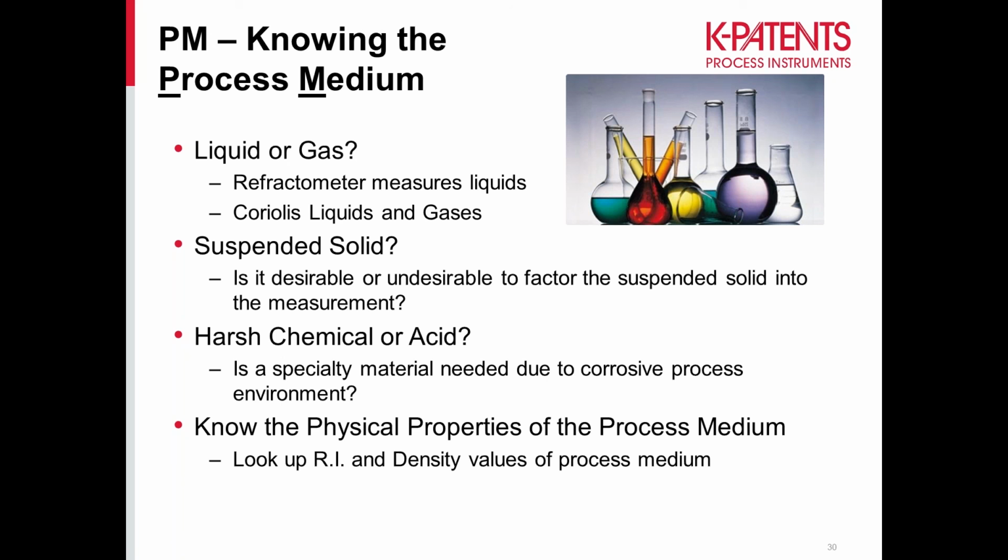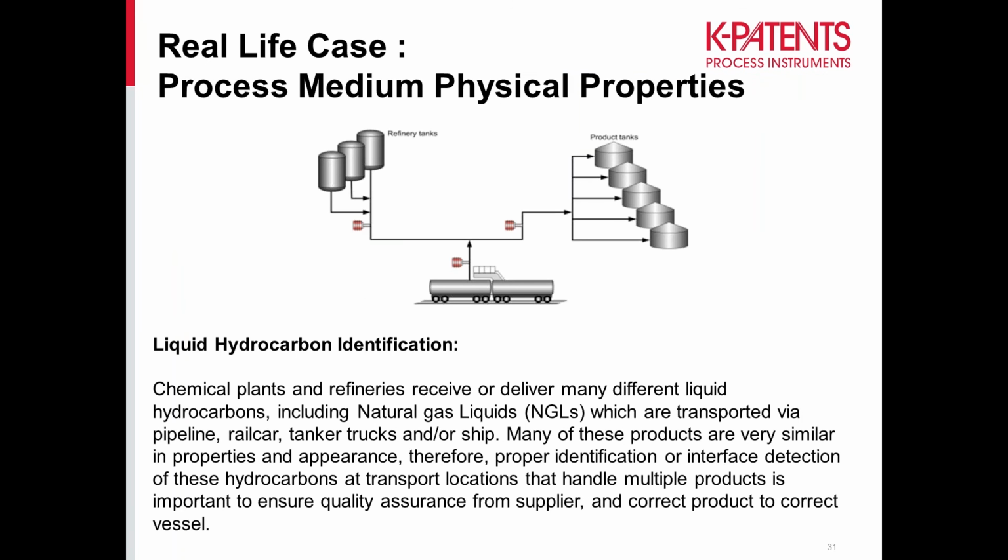Now I have a case specific to that. When looking at physical properties, there's a liquid hydrocarbon identification application. In chemical plants and refineries, they receive and deliver all kinds of different liquid hydrocarbons, including natural gas liquids, which are transported by pipeline, rail car, and tanker trucks. Some of those products are very similar in properties and appearance. Therefore, proper identification or interface detection between these hydrocarbons is very important to ensure quality assurance from the supplier, but also to make sure that the correct material is connected to the correct storage vessel.